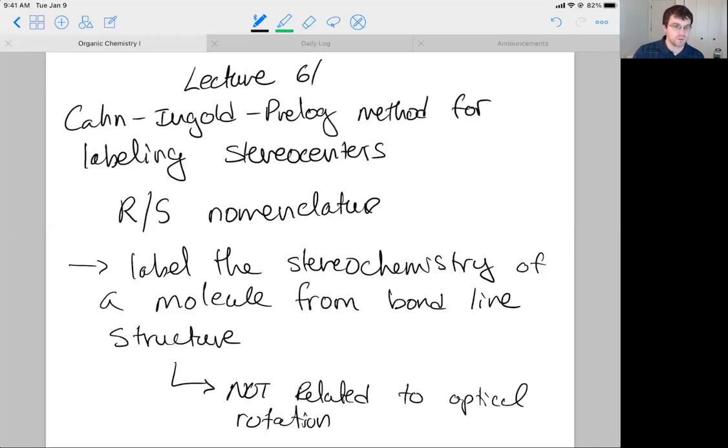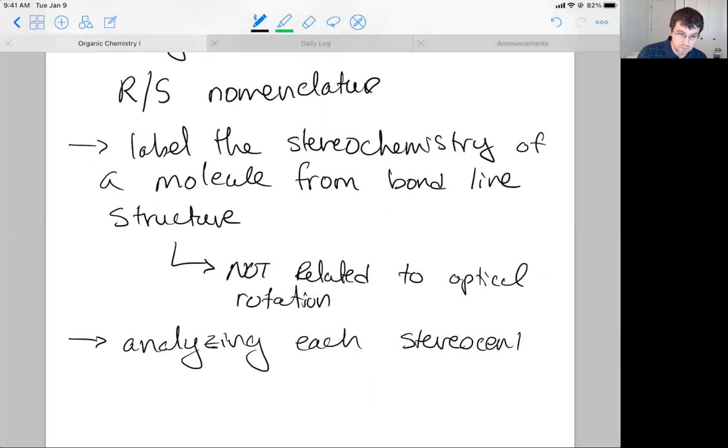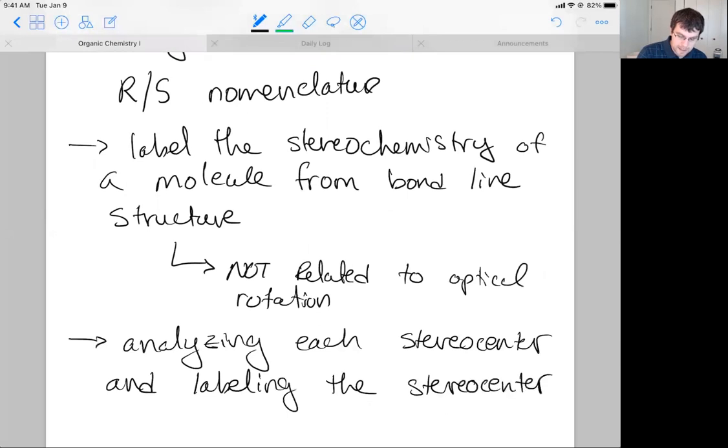Okay, so what we're doing is we are analyzing each stereocenter and labeling the stereocenter as R/S, or really as either R or S. R or S. So we can have one of these 2 labels.